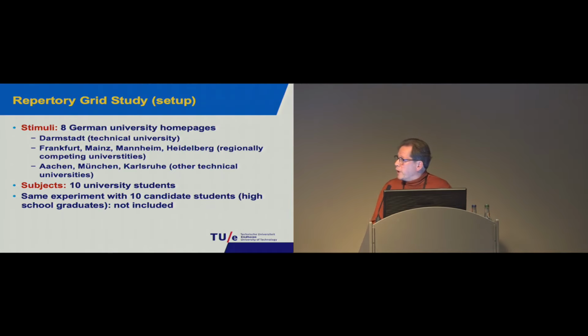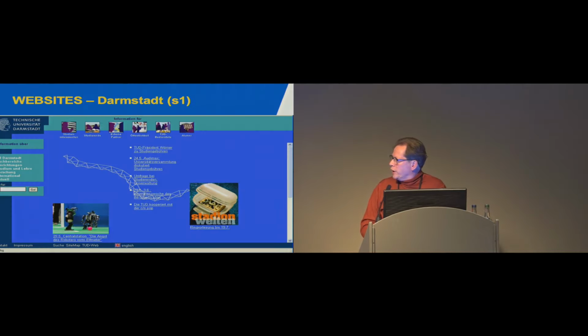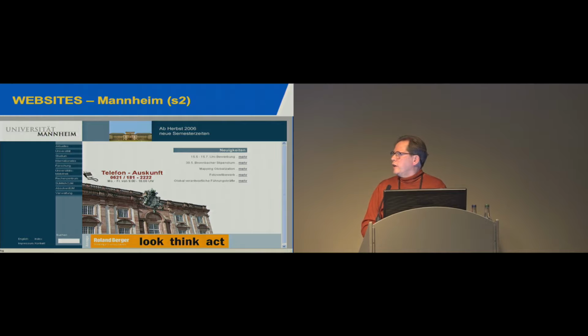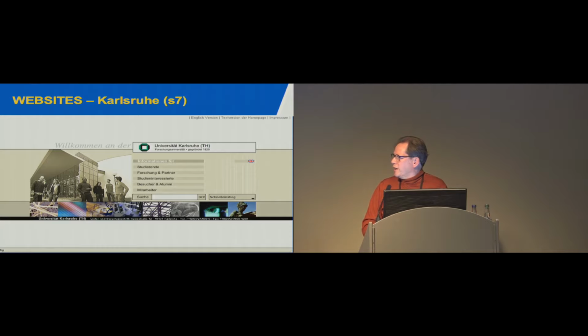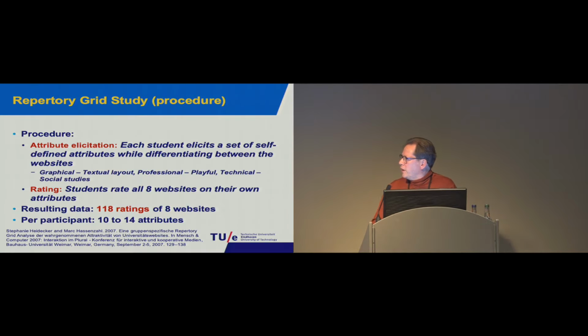It was data generated by Mark Hassenzahl and one of his students. It was a trial for the repertory grid technique, one of the first studies done with the repertory grid technique. They had a number of German websites that they were comparing, and they asked university students and also candidate students to rate these, and they allowed them to use their own constructs. So I'm just going through to give you a feeling about how these websites look, not that you have to. They used the repertory grid technique and asked people to elicit their own constructs.